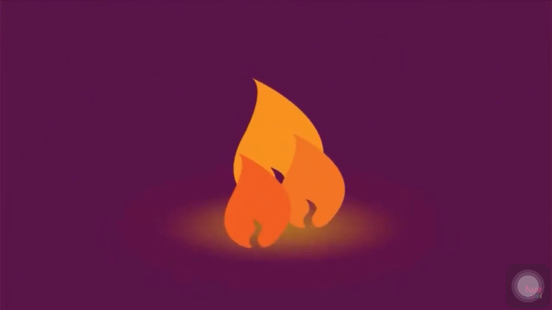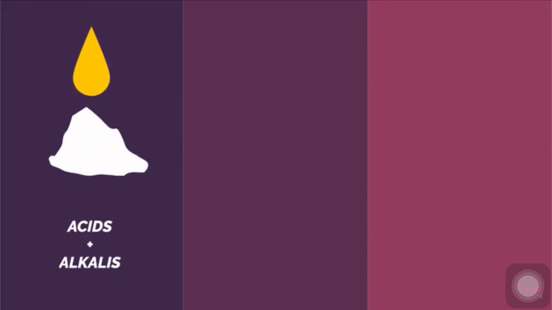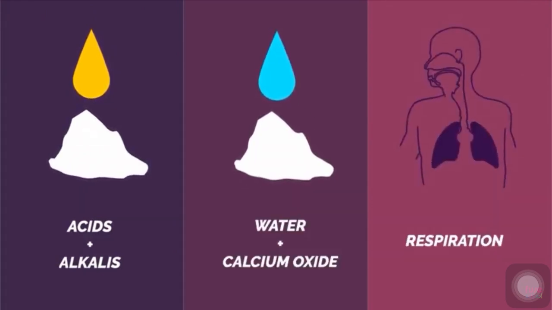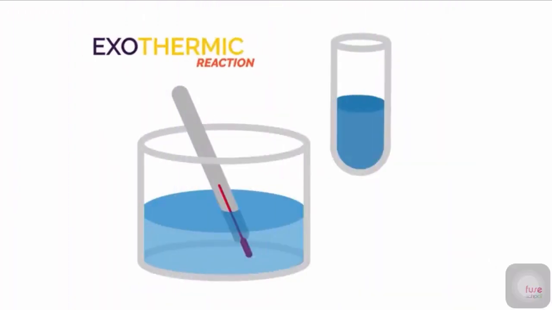Because exothermic reactions transfer energy to the surroundings, and this energy is usually heat energy, they cause the surroundings to heat up, just like a bonfire, keeping everyone warm. Other examples of exothermic reactions are the neutralization reactions between acids and alkalis, the reactions between water and calcium oxide, and respiration.